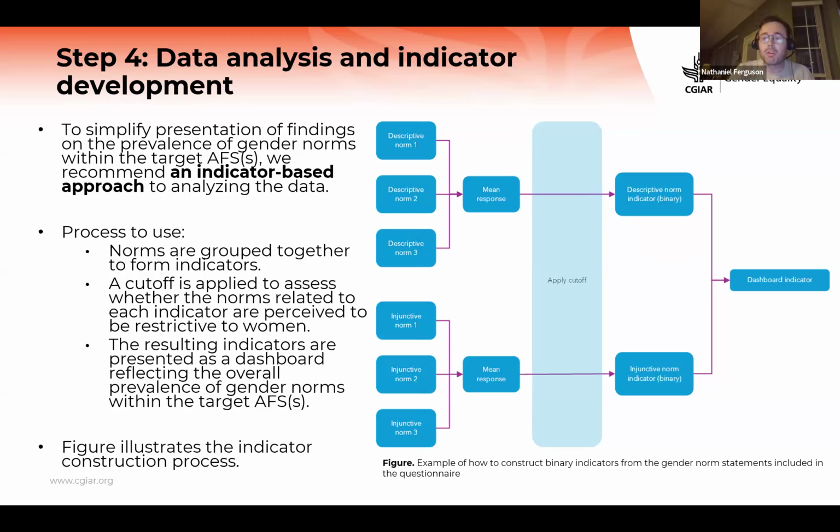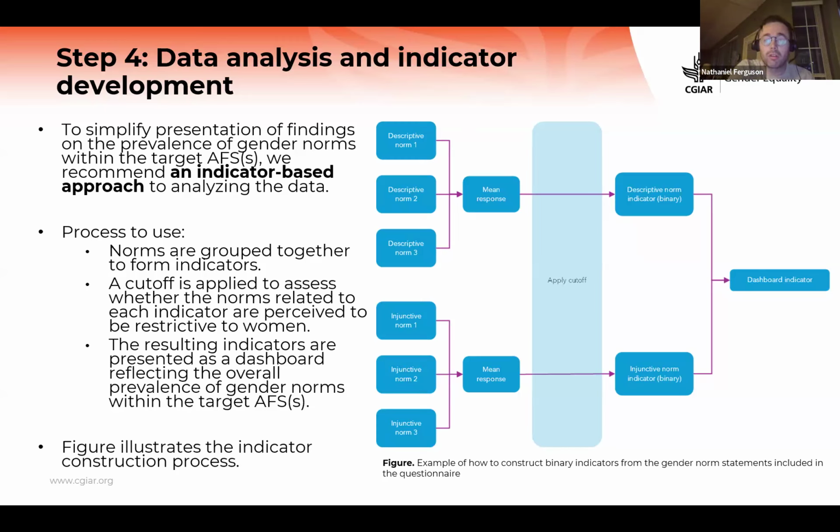And if you had a mean response with all those 3 norms above the cutoff, that indicated a strong norm, because as you can see, this descriptive norm indicator and the injunctive norm indicator, it's binary. Either it's strong or it's not strong on the descriptive or injunctive versions. So this cutoff assesses whether the norms related to each indicator are perceived to be restrictive to women. Using these resulting indicators, we're going to present them in a dashboard which reflects the overall prevalence of gender norms within the target agri-food system.